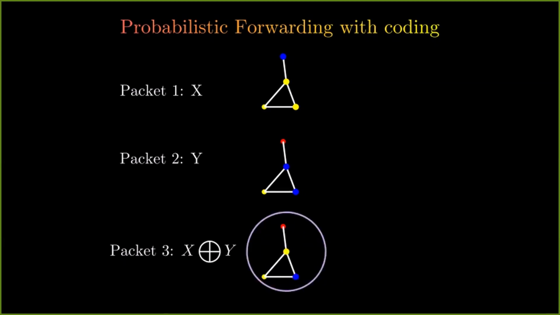Now, the transmission of the third packet happens as in the probabilistic forwarding case. Now, the node on top receives this third packet. The node on top now has packet 1 and packet 3 with information X and X plus Y, and it can retrieve Y from this. Again, there are 6 transmissions here.